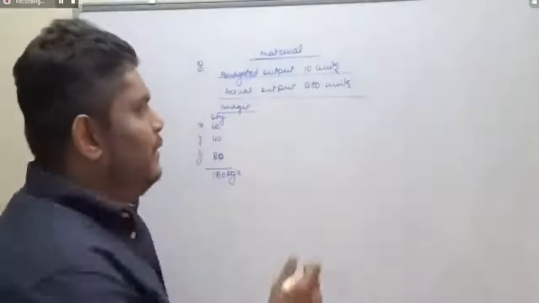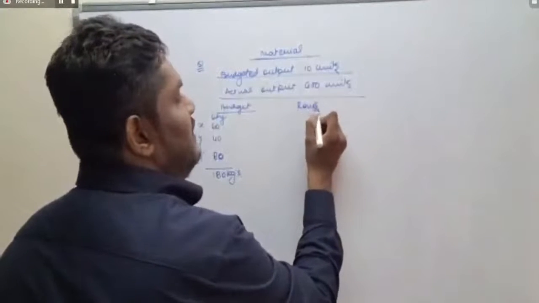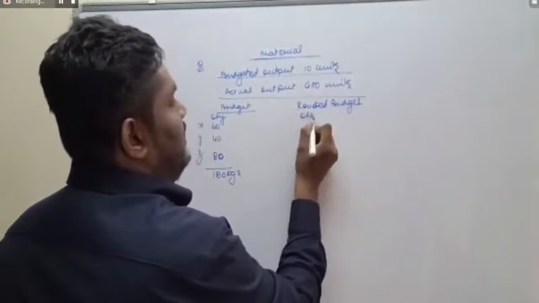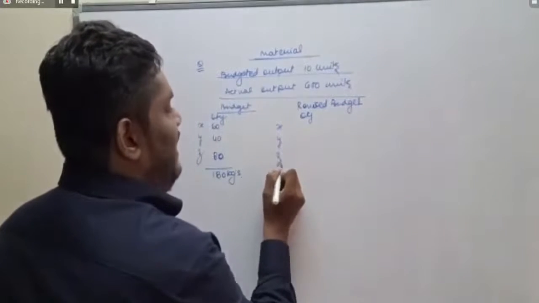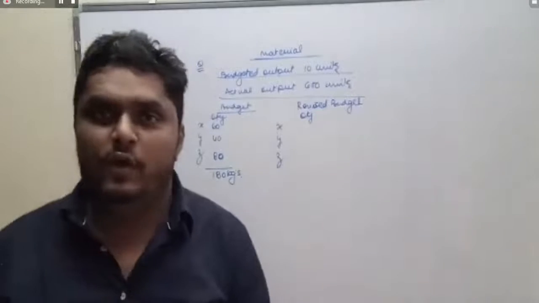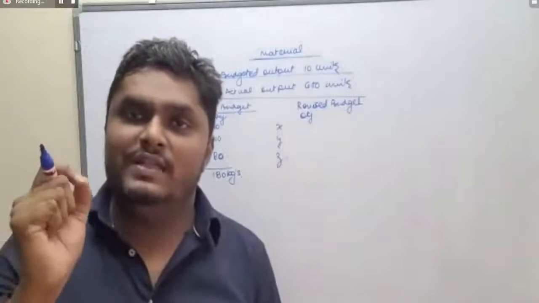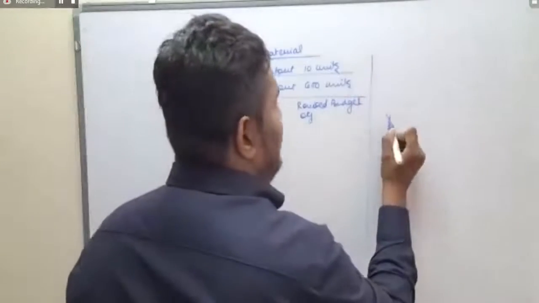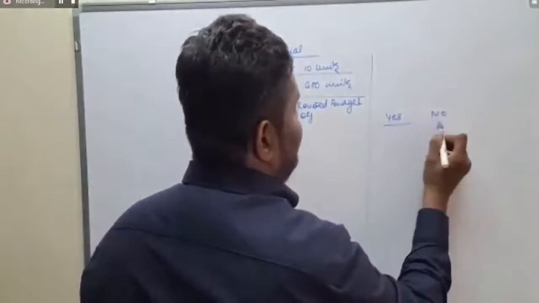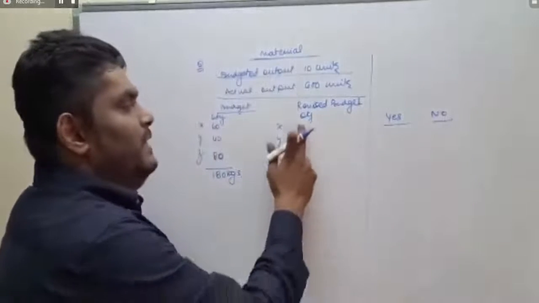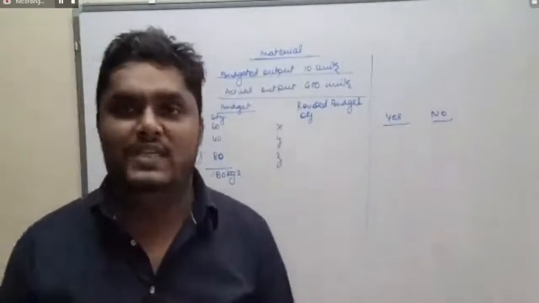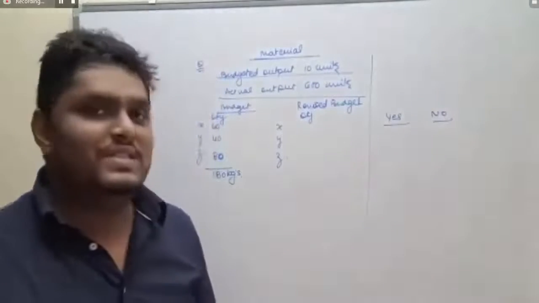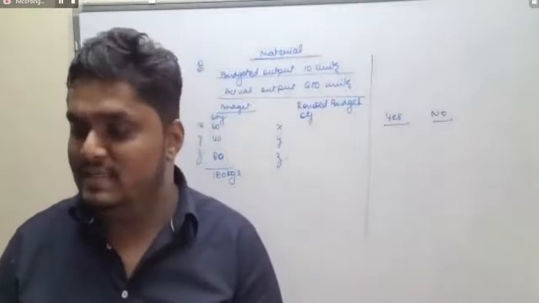Now you have to calculate the revised budget quantity for X, Y, and Z. My question is whether the revised budget will be prepared or not. The first question is yes or no. And second, if yes, then what will be the revised budget quantity for X, Y, and Z? Let me see who can solve this question. Waiting for your replies, guys.